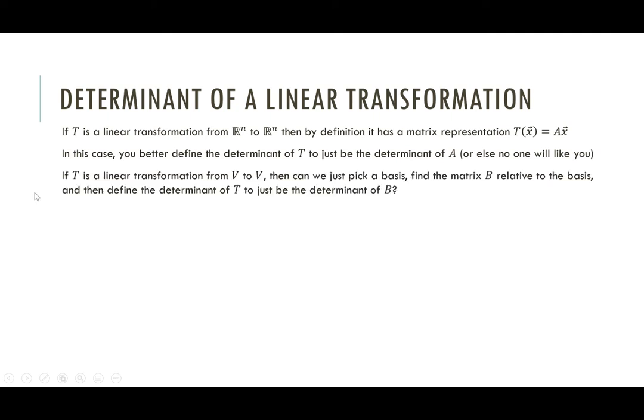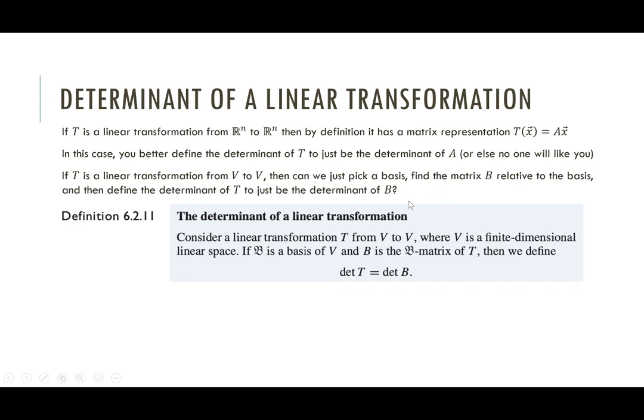But what about if T is a linear transformation just from some abstract vector space to some abstract vector space, not just Rn to Rn where we have an obvious matrix? Can we just pick a basis for this abstract vector space, find that matrix B, the matrix relative to the basis, and then define the determinant of the linear transformation to be the determinant of this matrix B that we got? Yeah, we sure can. That's what this says. This is how we're going to define it.